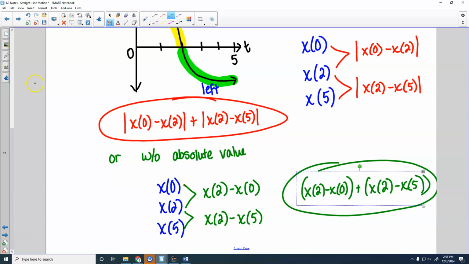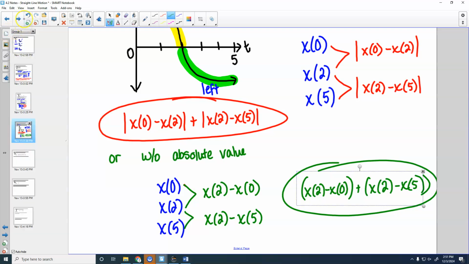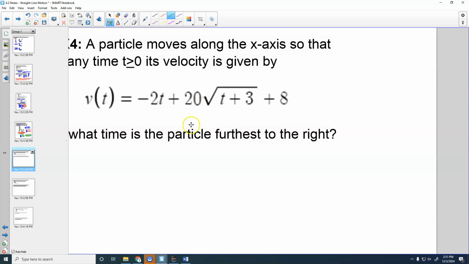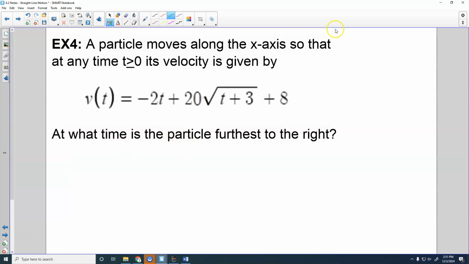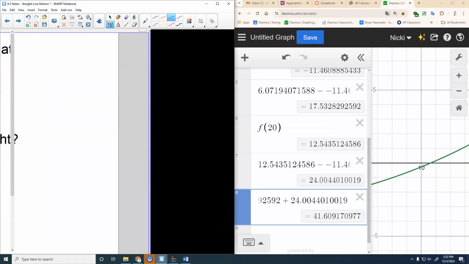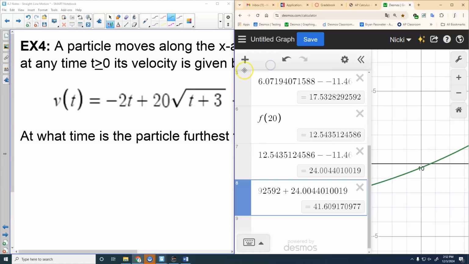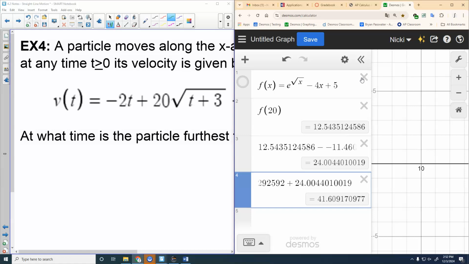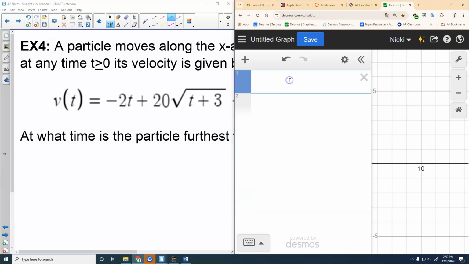Questions? All right. Our next one is calculator active. So let's type this one. Is it calculator active? Yeah, it's calculator active, because we wouldn't be able to find that. A lot of these will be calculator active, or they'll give you a graph or something for it.